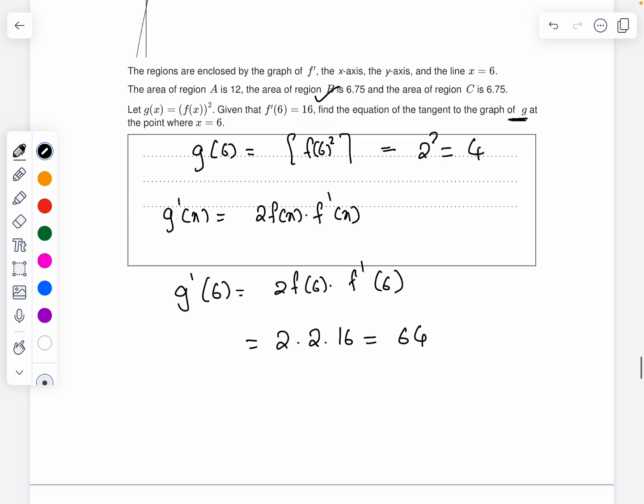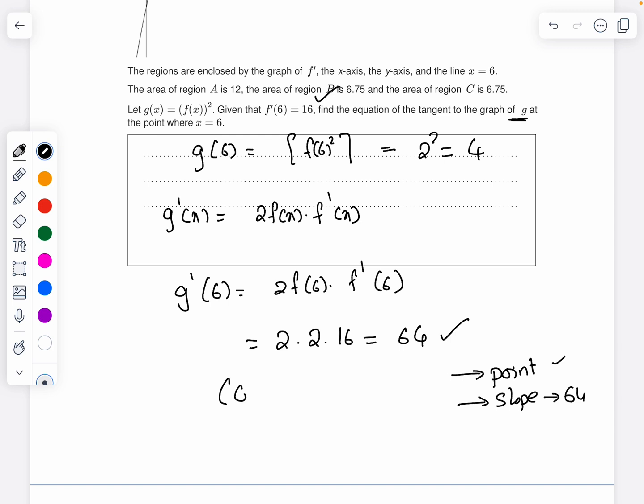So the gradient is going to be 64. In order to know the equation of a tangent, we need to know the point and the slope. The slope we came to know as 64. Now we need to know only the point. We are supposed to find it at x equals 6. And what is the value of y?